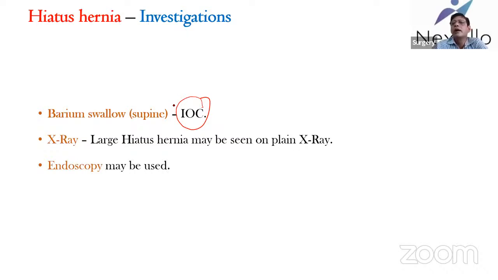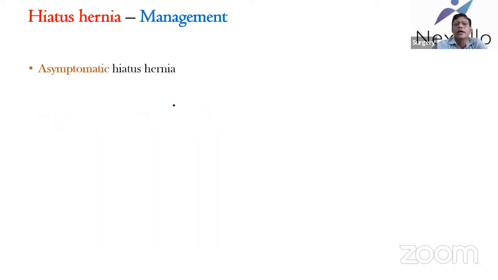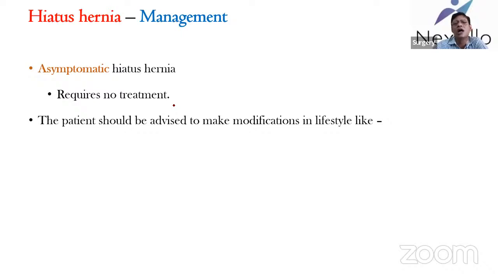And then coming to the management of the hiatal hernia. If the hiatus hernia is asymptomatic, then it does not warrant any specific management options. We just have to go with a few lifestyle changes. Along with that, if the patient has GERD, we can manage the acid reflux with the help of proton pump inhibitors.